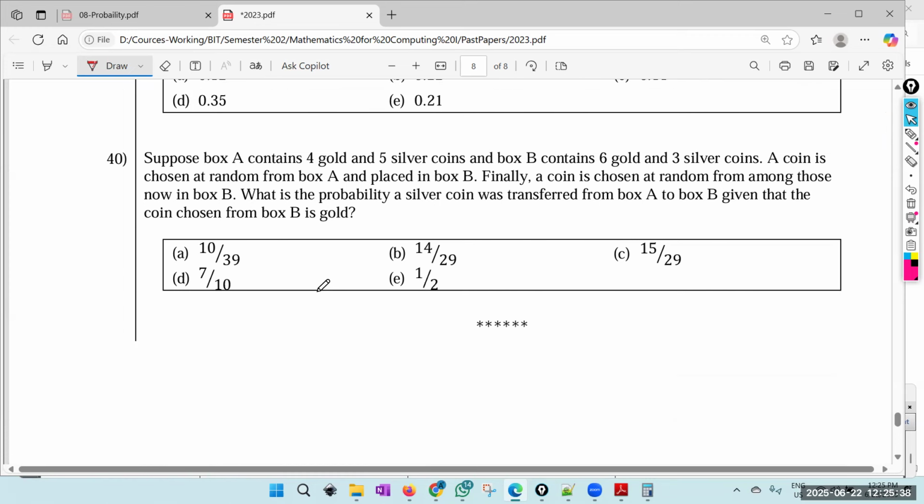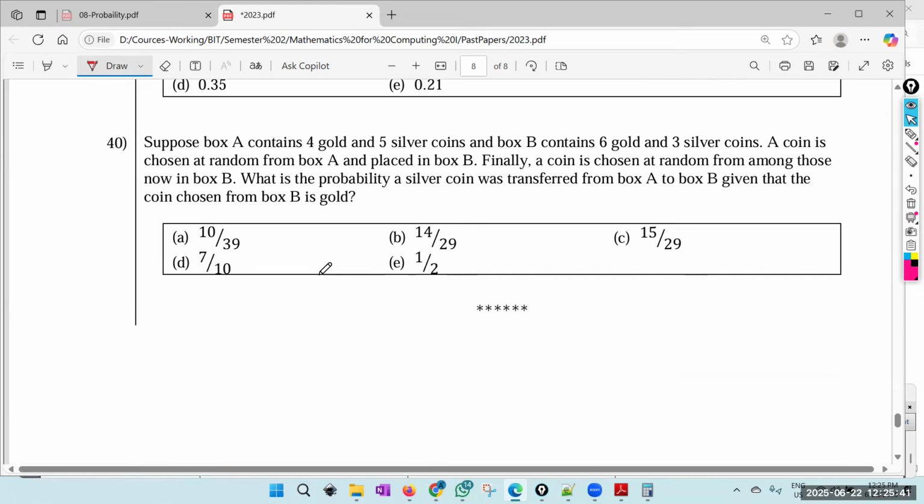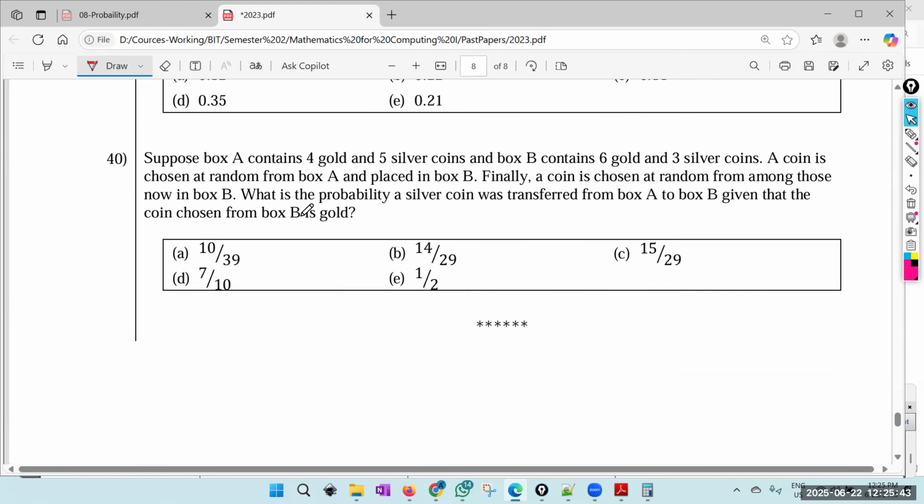Suppose box A contains, that is the advantage of doing more and more past papers. Suppose box A contains 4 gold and 5 silver coins and box B contains 6 gold and 3 silver. A coin is chosen randomly from a box and placed in box B. Finally, a coin is chosen at random from among those now in box B. What is the probability a silver coin was transferred from box A to box B given that the coin chosen from box B is gold? That should be a terribly difficult question for me. Okay, let's see what happens.